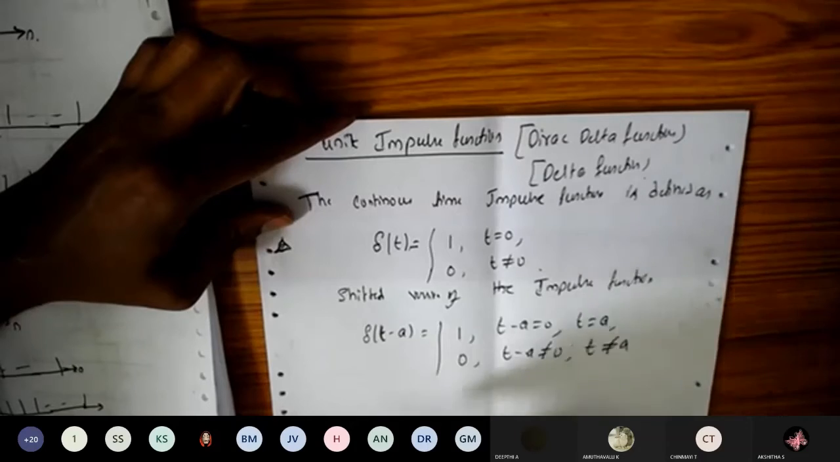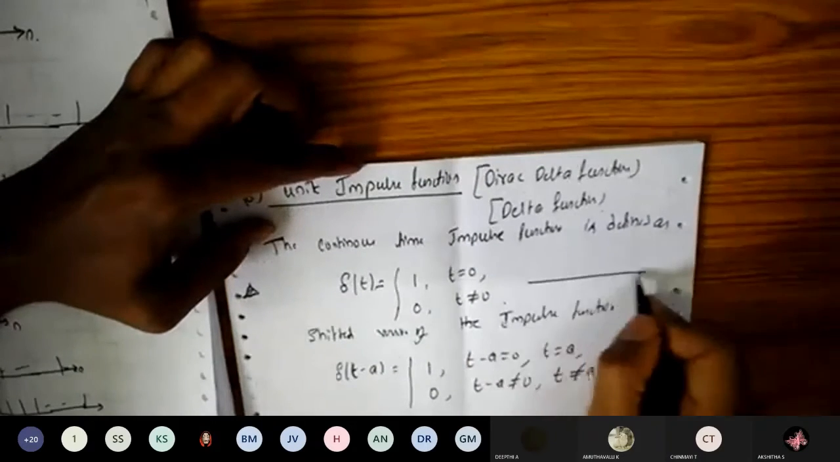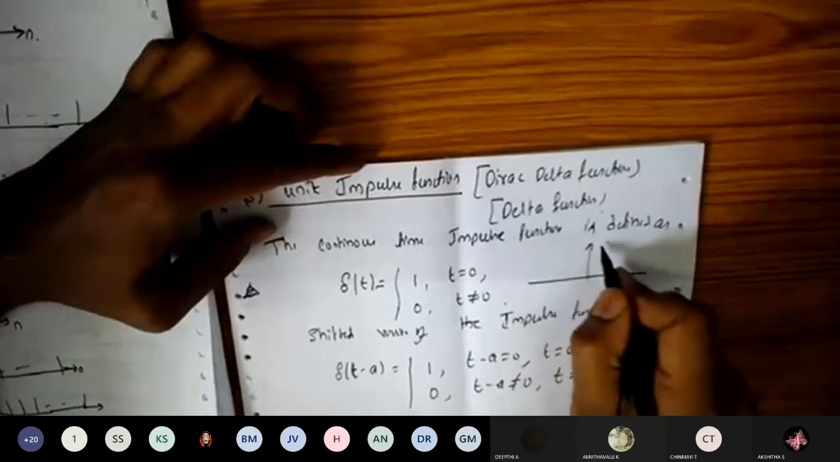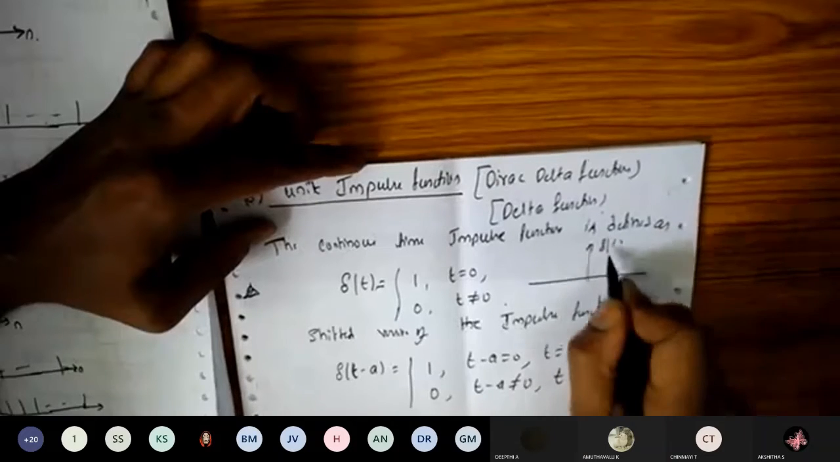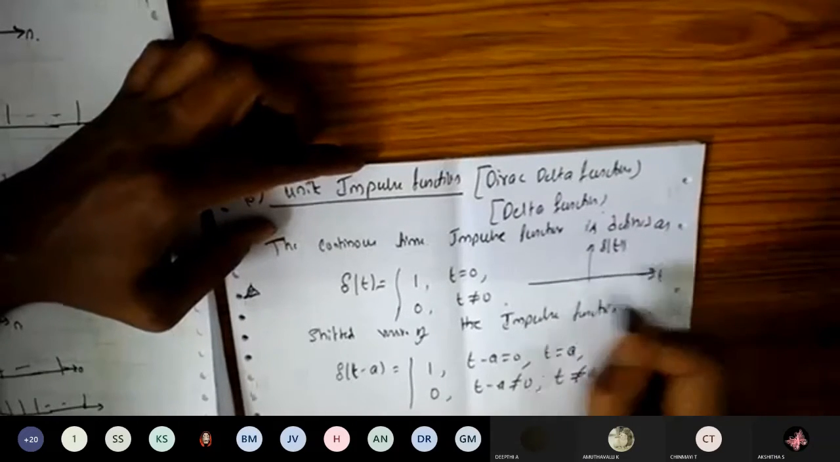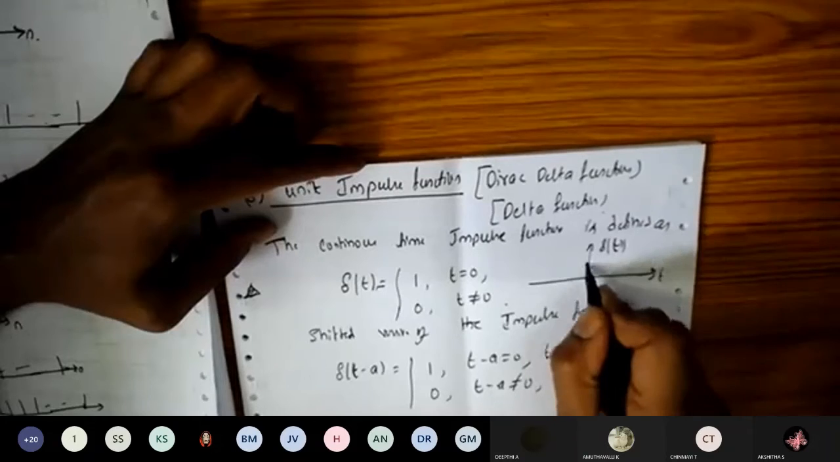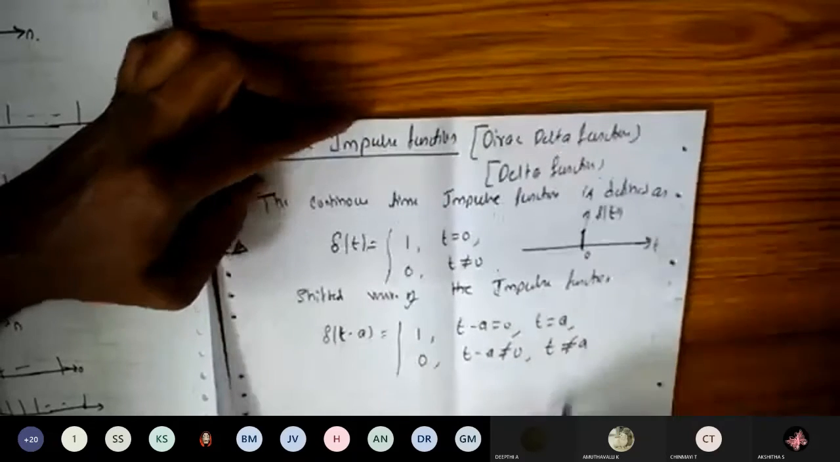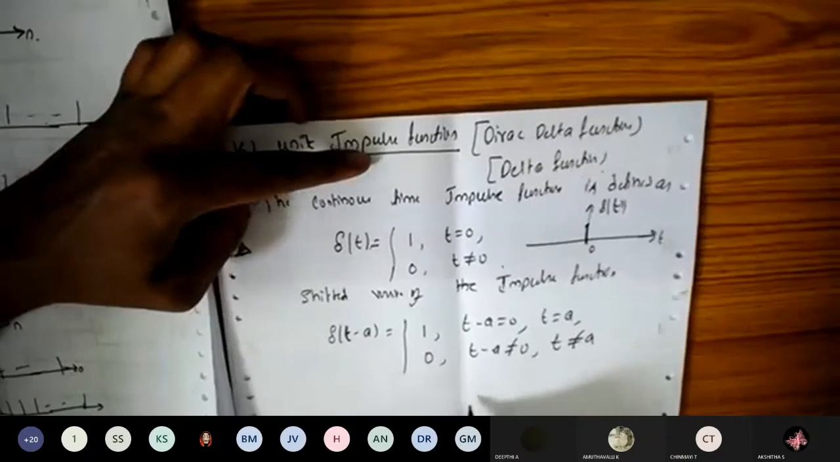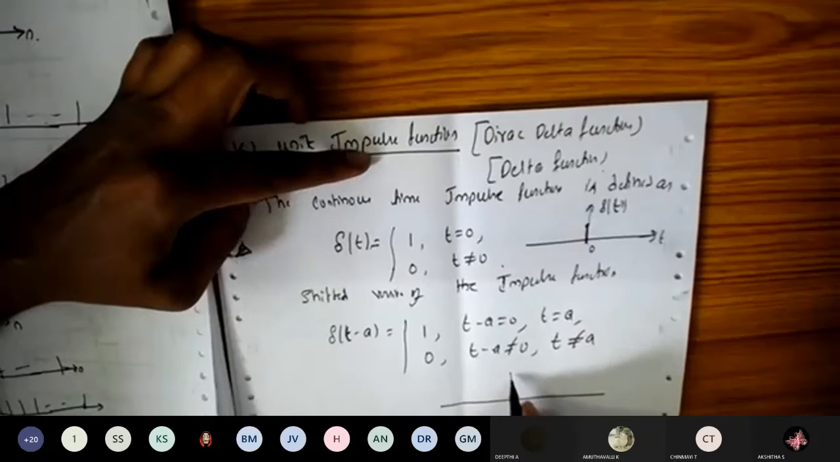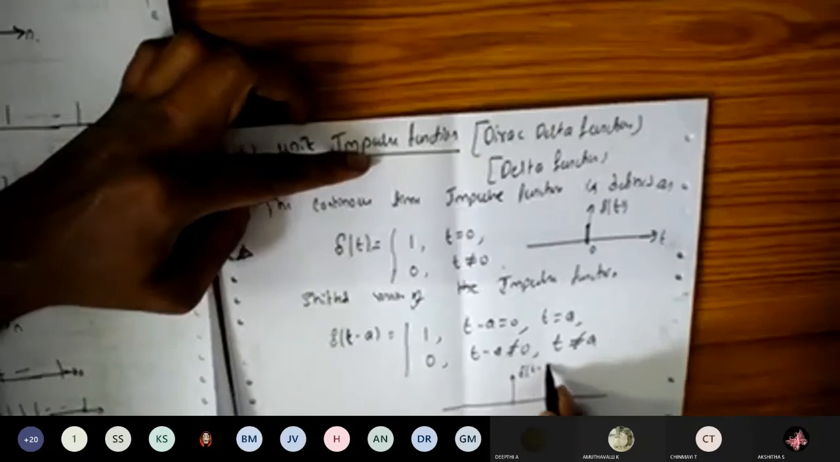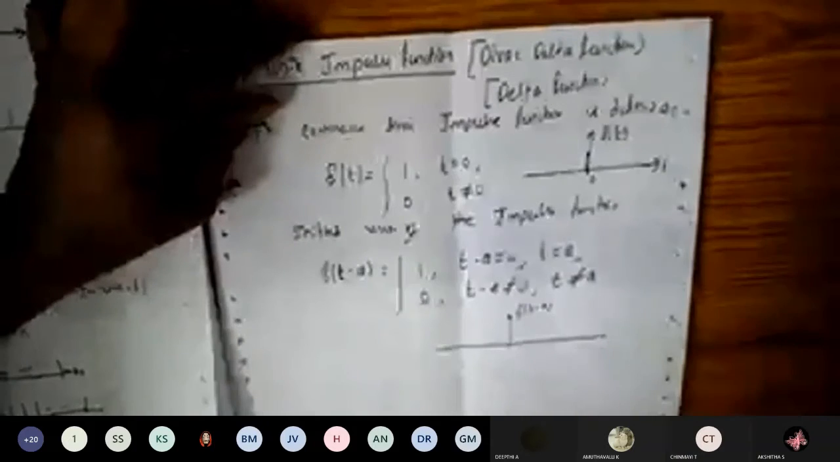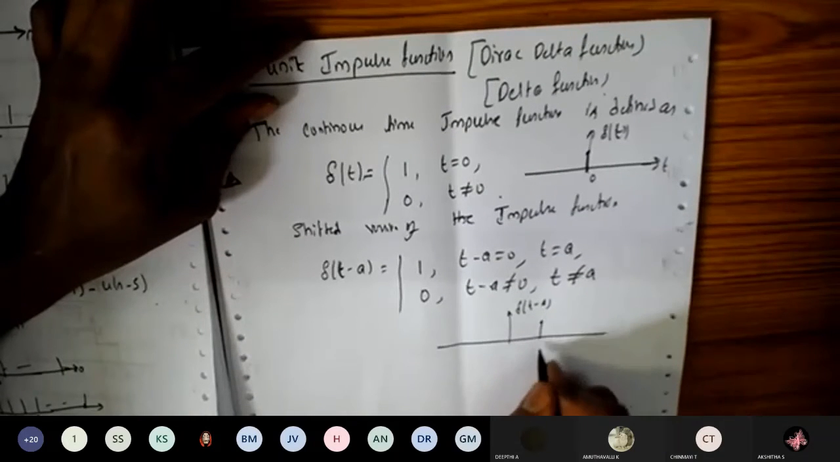Okay, so we can define it like this. I forgot to draw the waveform, so here the waveform will be like this. This is delta of t. At t equal to 0, it has the value 1. And delta of t minus a means, at t equal to a, it has the value 1.